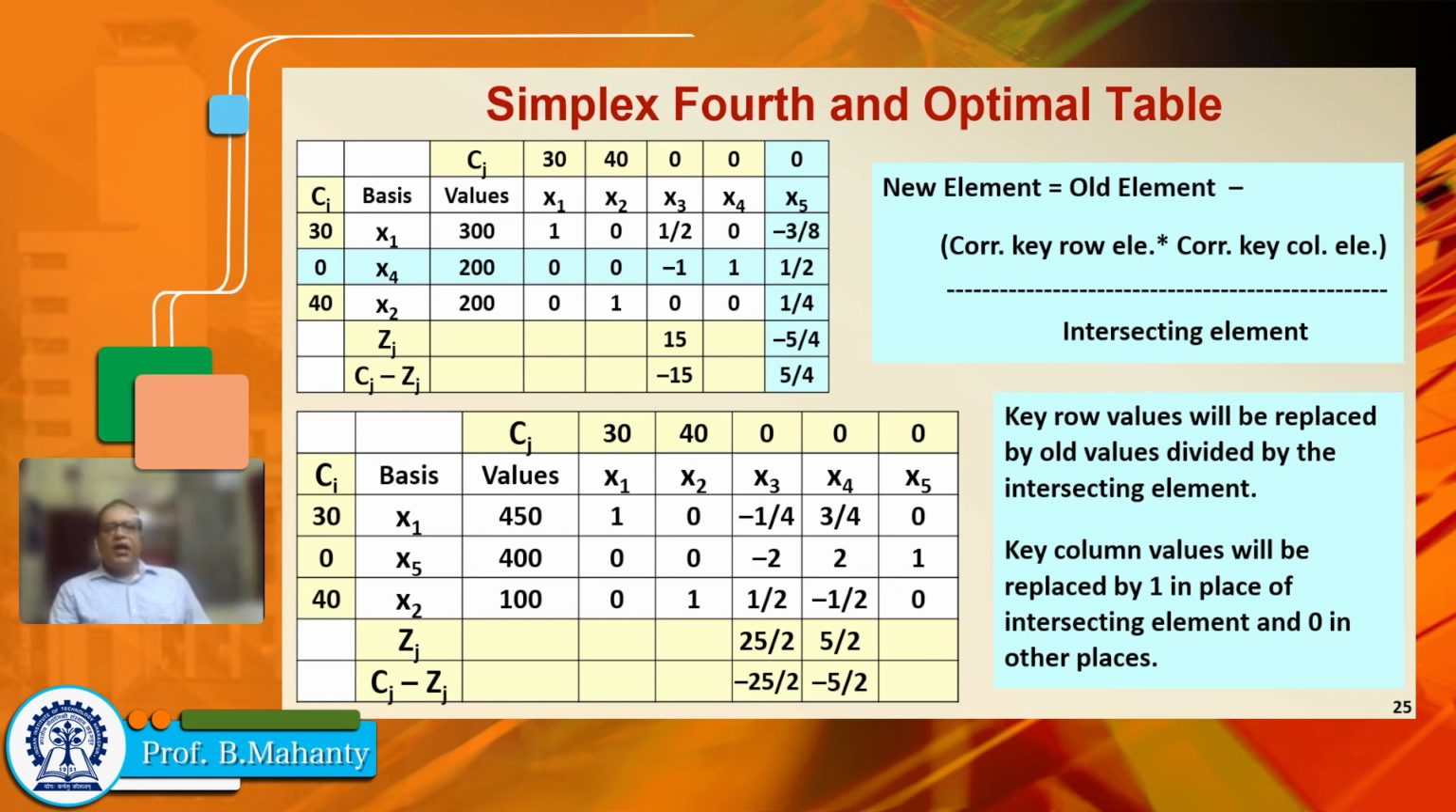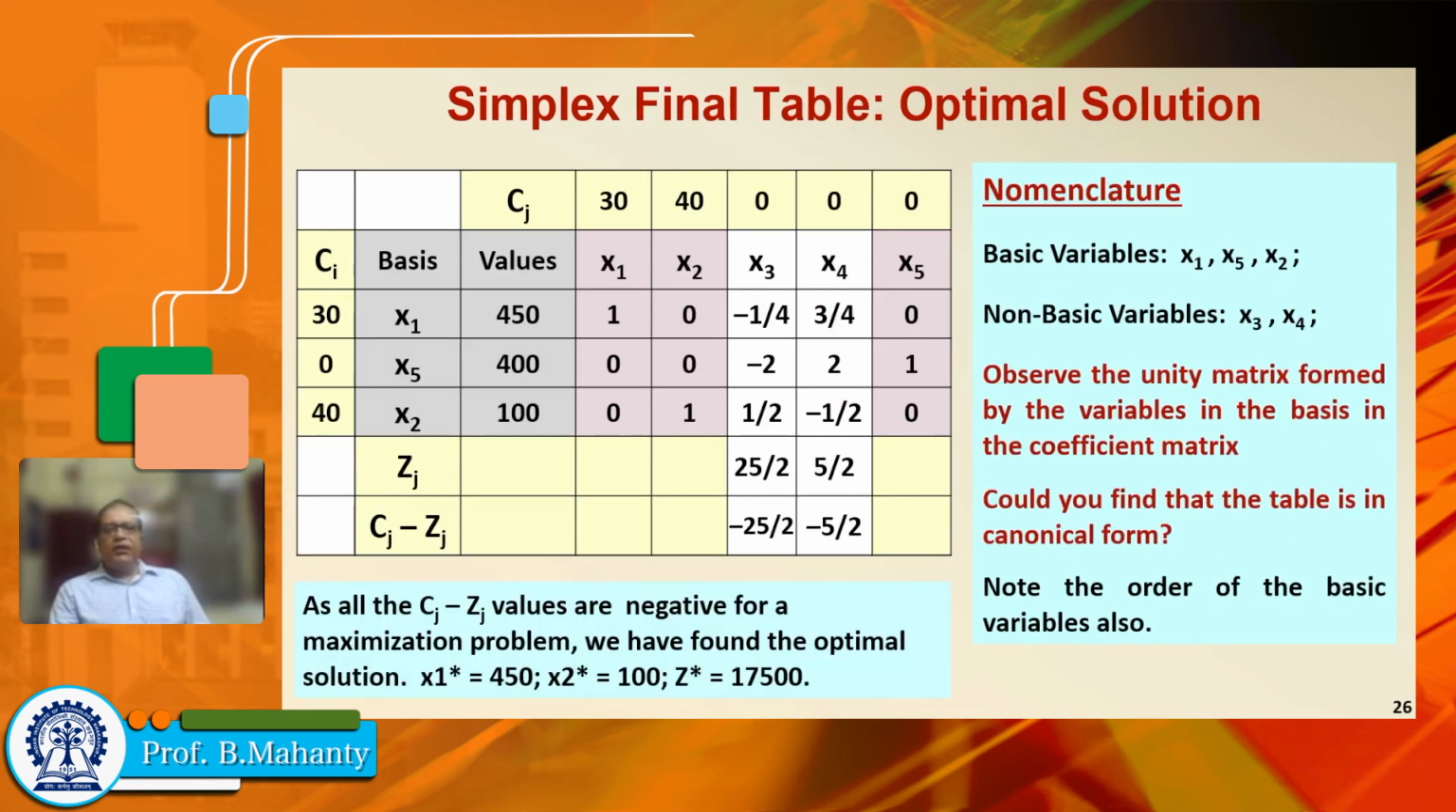What is that method? Half minus 1 into minus 3 by 8 by half. So it becomes minus 1 by 4. 0, 0 minus 1 into minus 3 by 8 by half. So it becomes 3 by 4. Anyhow, like this, these variables are computed, and this time we find all the Cj minus Zj values are negative. Right? So all the Cj minus Zj values are negative. So what happens then? Since all are negative, the optimum solution is obtained.